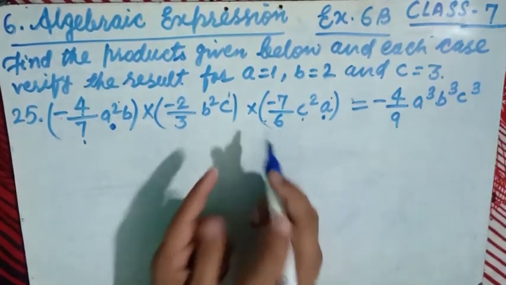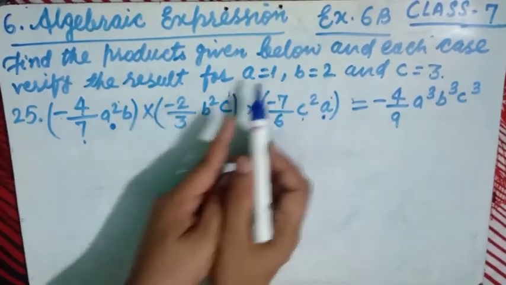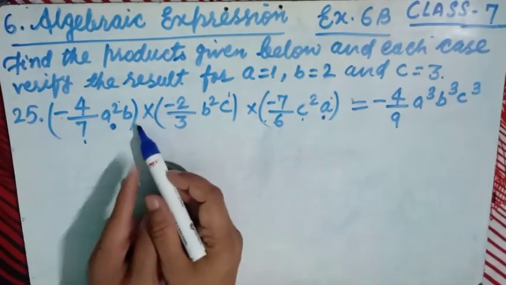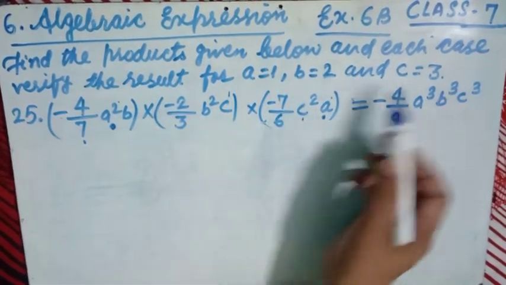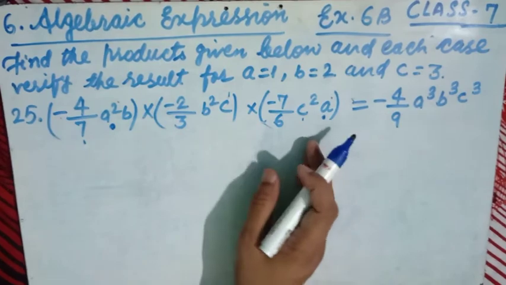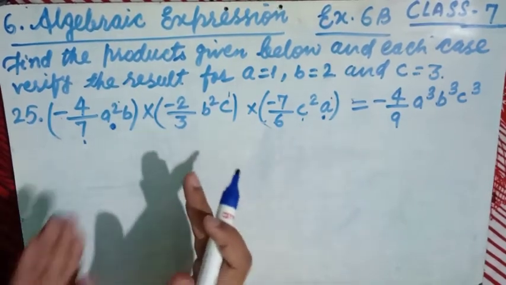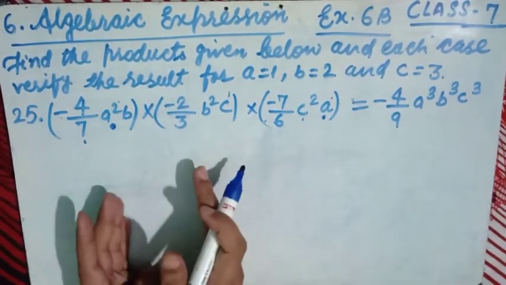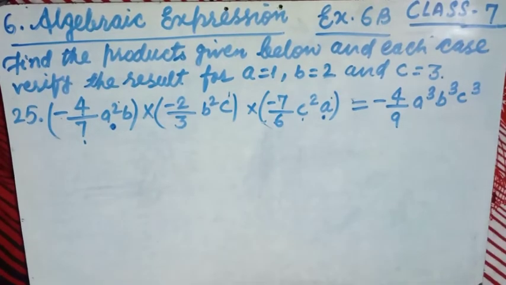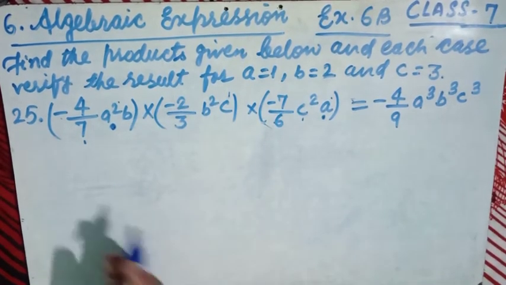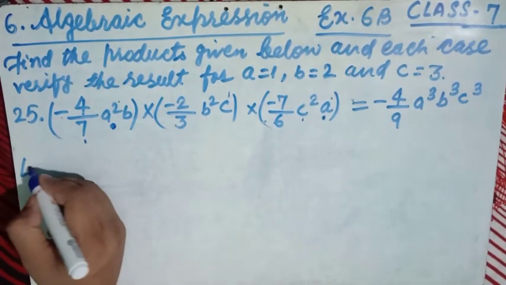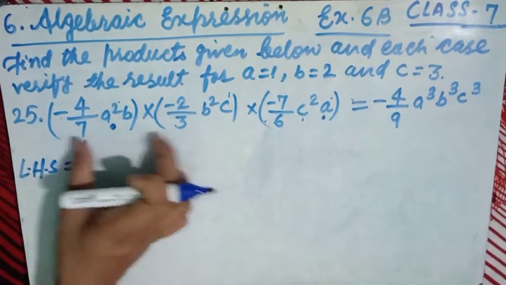Now we have to place a is equal to 1, b is equal to 2, and instead of c we put 3. Then match the left hand side and the right hand side. If the left hand side becomes the right hand side, then our answer is correct. Now see first the LHS. This is the left hand side.